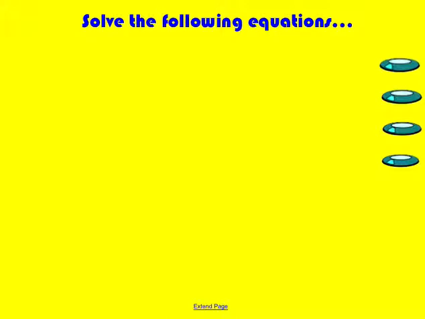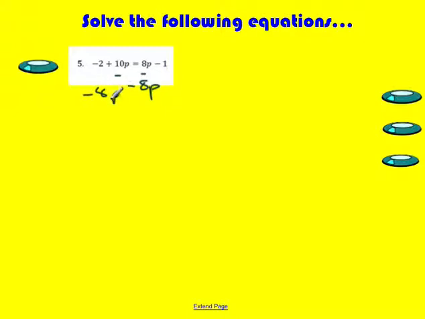Now, let's go ahead and take a look at number 5. Okay, so for number 5, we have to get the p's on the same side of the equation. In order to do that, you can take this one and bring it over, or this one and bring it over. It actually doesn't matter. So since the 8p is smaller, I'm going to bring that over to the other side. So I'm going to subtract 8p from both sides.